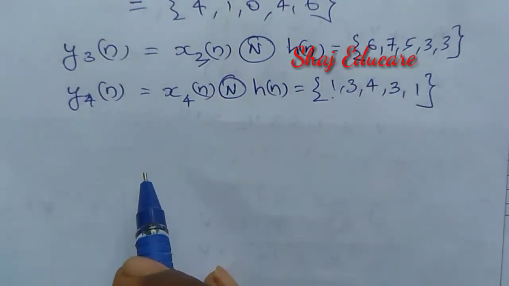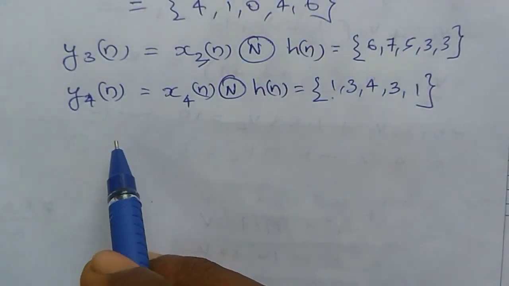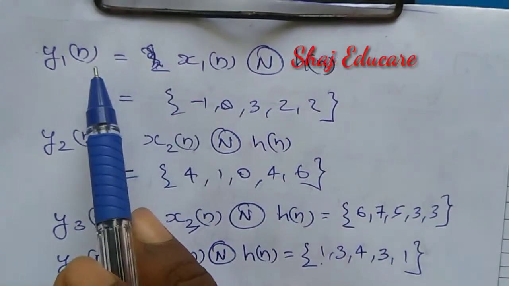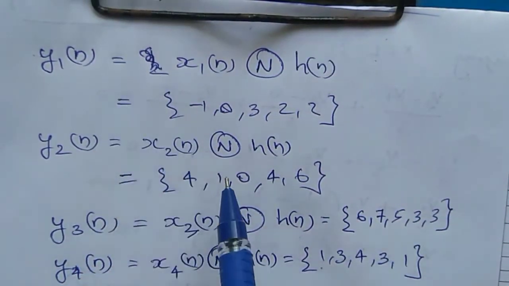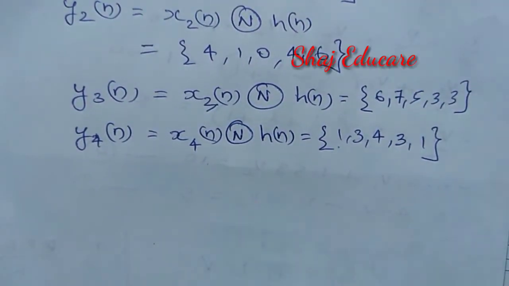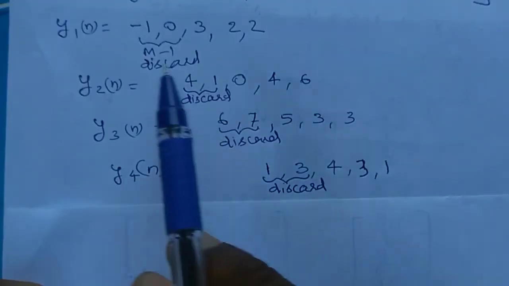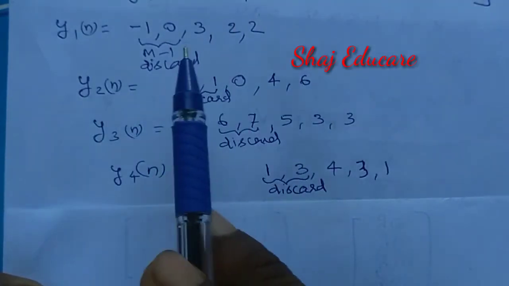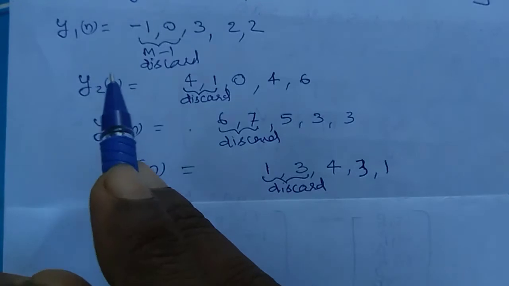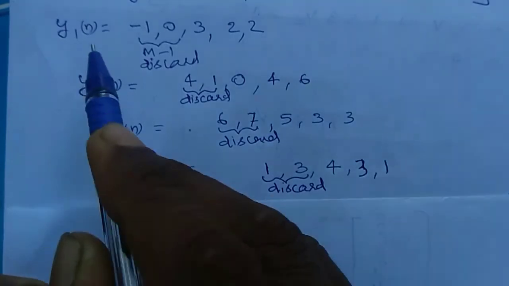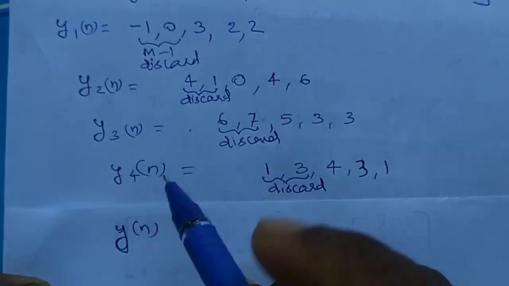In order to understand very easily, I'm going to write the results of circular convolution one after another. These are the results we obtained after performing circular convolution. Next, we have to write y of n, the final output, from y1 of n, y2 of n, y3 of n and y4 of n.